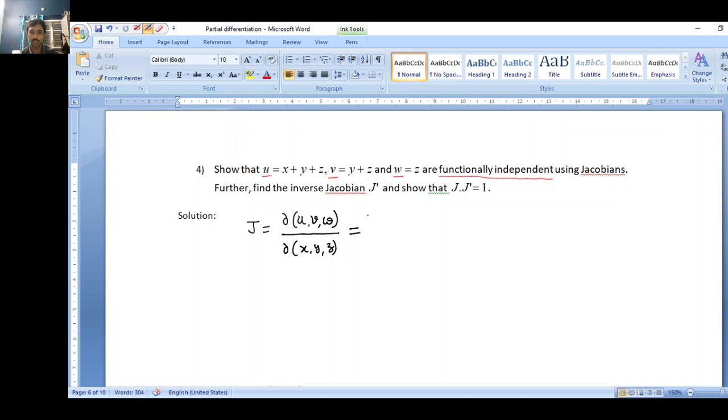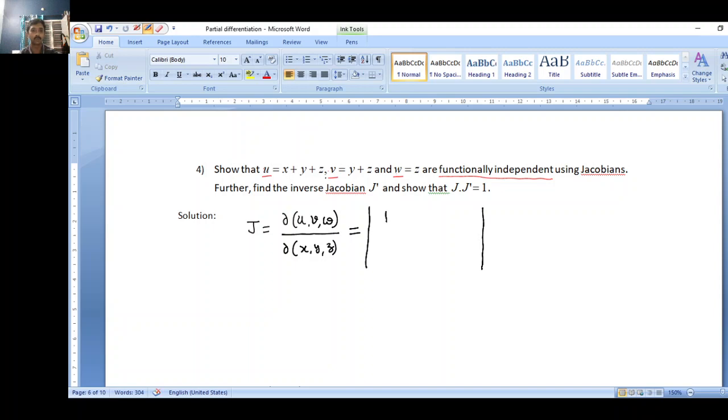Okay, first will be ∂u/∂x. What is ∂u/∂x from this? Because u is x plus y plus z, ∂u/∂x will simply be 1 plus 0 plus 0. Now the next would be ∂u/∂y, and that is again 1, obviously, and ∂u/∂z is also going to be 1 for the same reason. So the first row would be 1 everywhere: 1, 1, and 1 is what makes the first row.